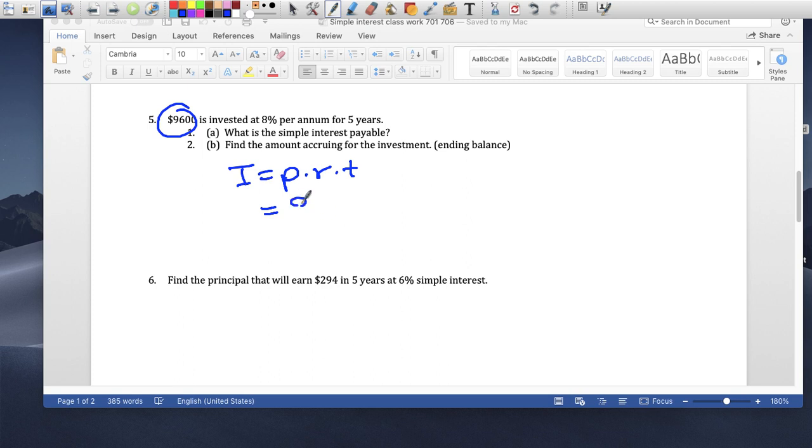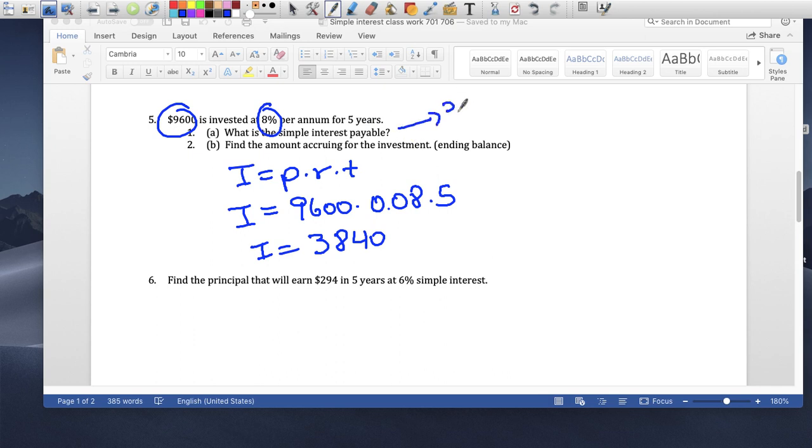9,600 is my principal. The interest rate is 8%, which is 0.08. Time is 5 years. So let's see how much money she would make. So 9,600 times 0.08 times 5 equals 3,840. That's a lot of money. So the answer to question A, how much money she's going to make, is 3,840.